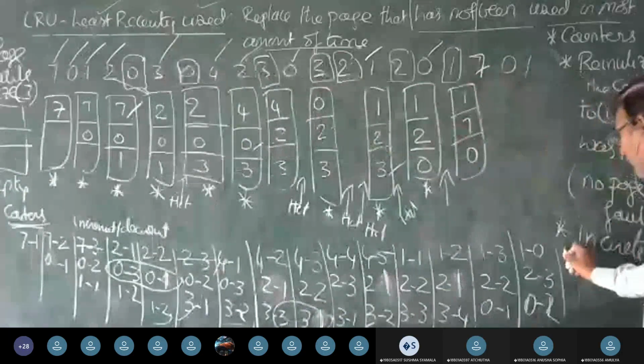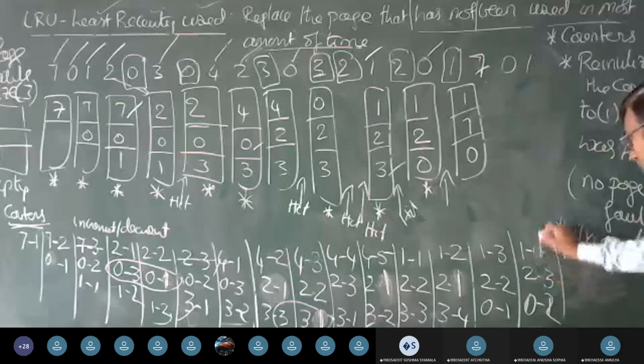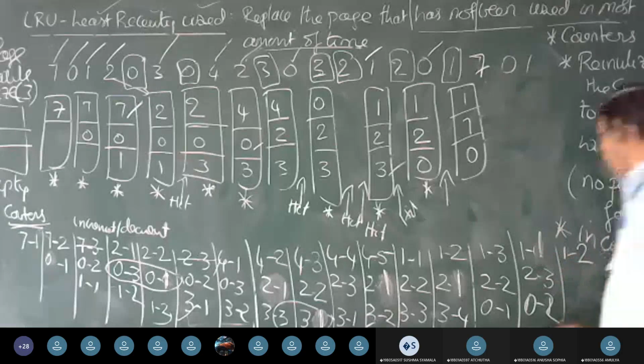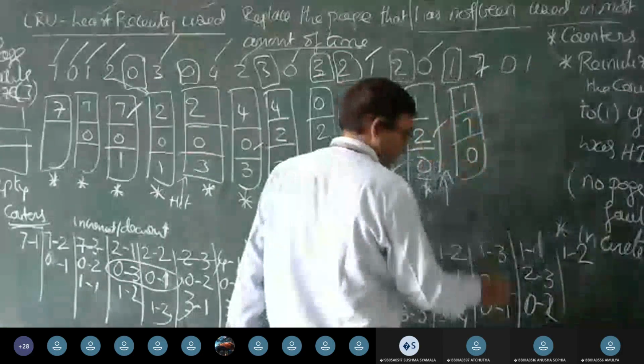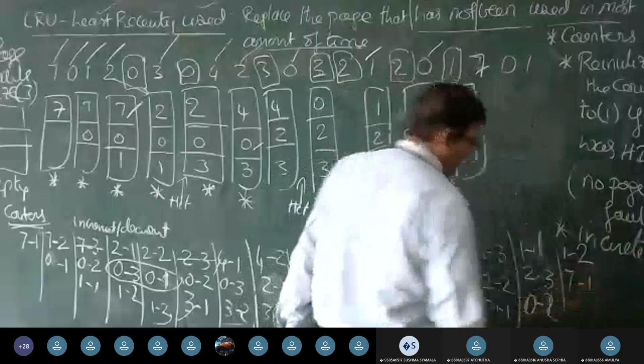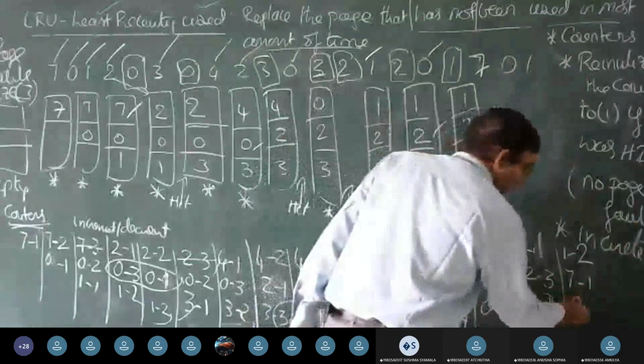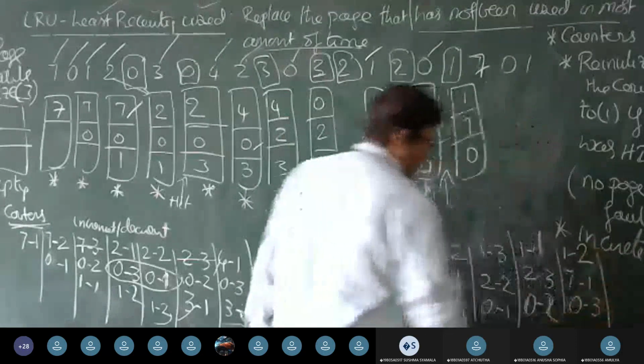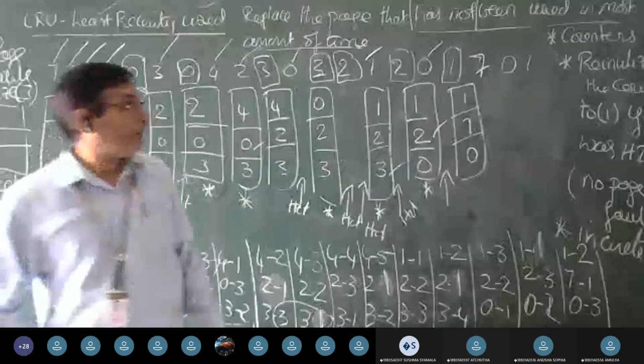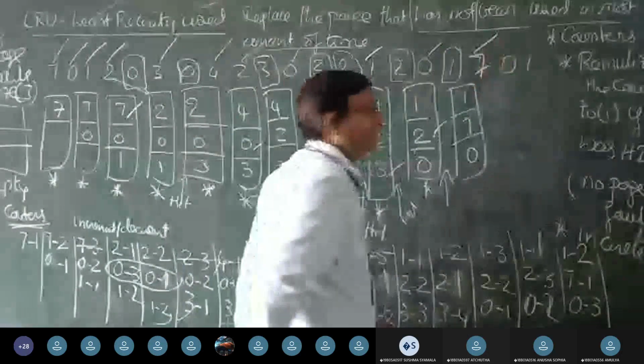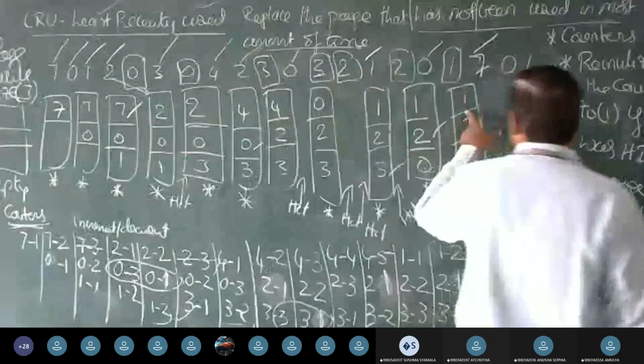Now 1 is incremented to 2. So 2 I have replaced here. That means I am replacing 2 with 7. And 0 is incremented for 3 times. Fine. 7 is done. Okay. Page table. 0 is equals to 1? No.